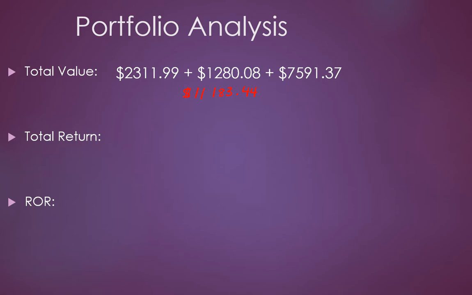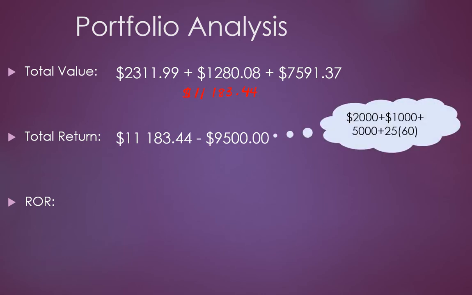To find the total return, that's how much money she made. So I take the money that I have now, and I have to subtract off what I actually invested. And what I actually invested is that $2,000, $1,000, $5,000, and you have to remember that you also invested 60 times $25 because you invested $25 a month for 5 years. So that works out to $9,500. So her total return is she's got $11,000 sitting in her account right now, but really she only made $1,683.44.